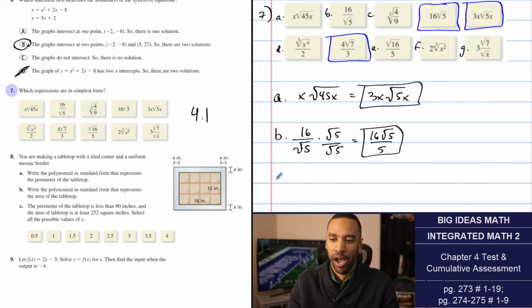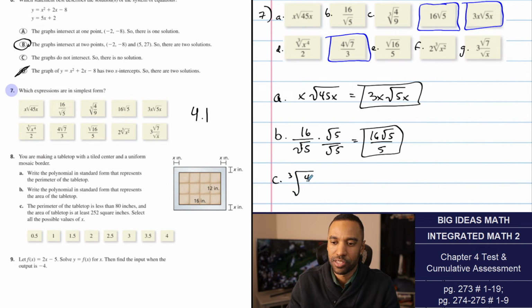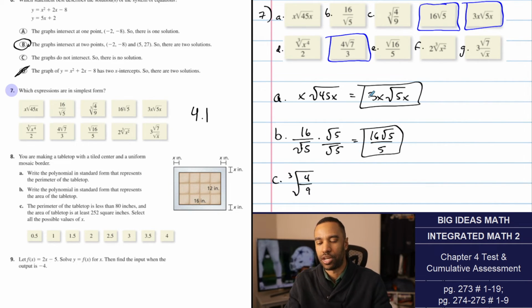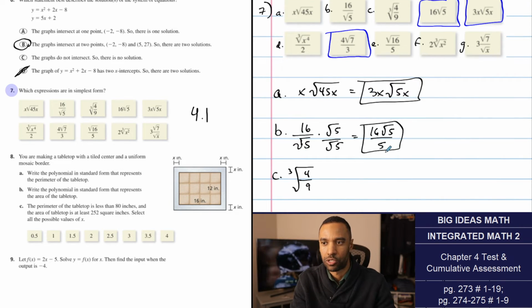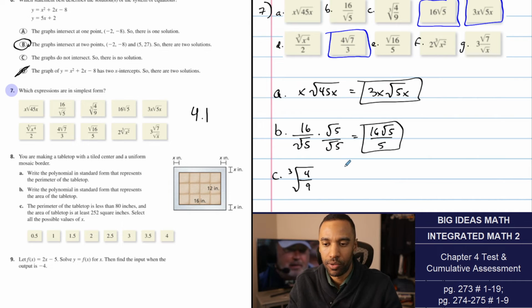Just so you know. C. Cube root of 4/9, same thing, irrational denominator. It's okay to have an irrational numerator. You just saw that on the last one. Difference is this is not a square root, it's a cube root.